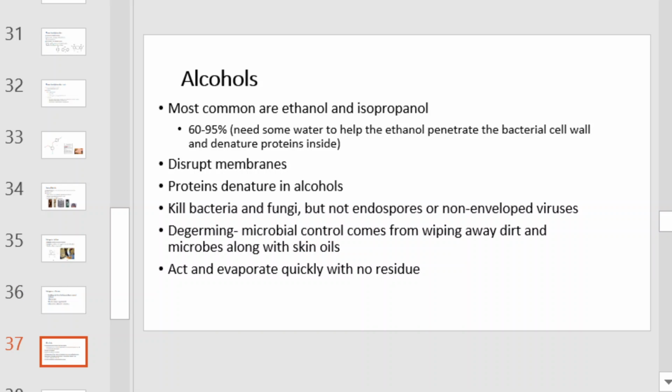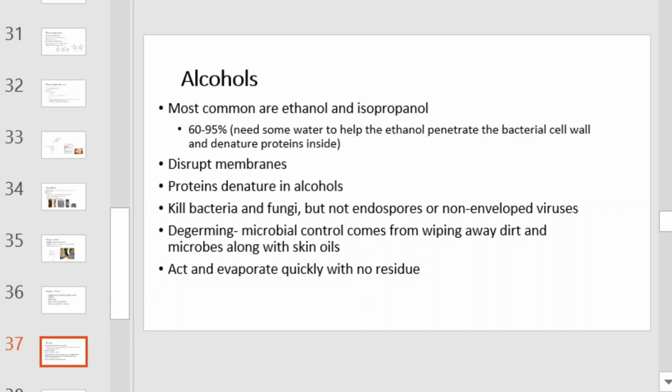Alcohols. Alcohols, the most common form used in microbial growth control, include ethanol and isopropanol. 60 to 95% concentrations of these alcohols is needed to achieve bacterial growth control. The alcohol penetrates the bacterial cell wall and denatures the proteins inside. This can kill bacteria and fungi, but not endospores or non-enveloped viruses.